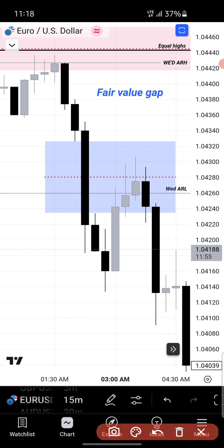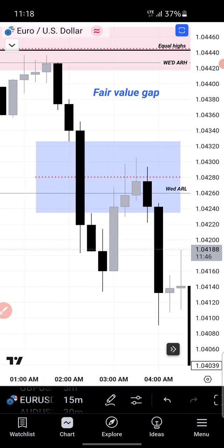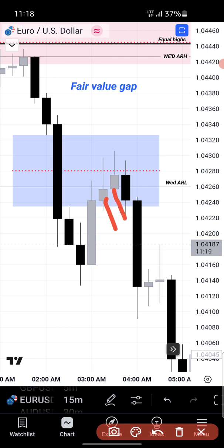Now, how do we know when a fair value gap will work? How do we know that a fair value gap is going to sell off? Anytime you have price trading back to the fair value gap, in this case, price was trading back inside the second candle, you have to watch what the bodies are doing at the consequent encroachment, which is the midpoint of a fair value gap. If you watch carefully, the body of the first, the second, and the third candle inside of this fair value gap stayed below the midpoint of that fair value gap.